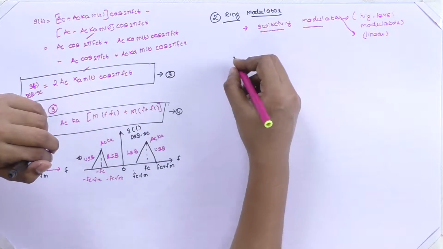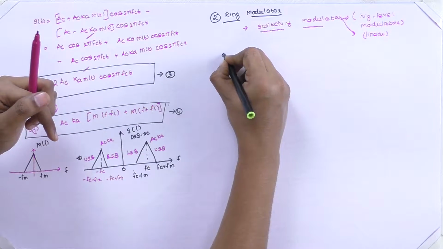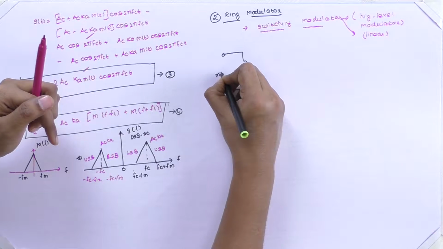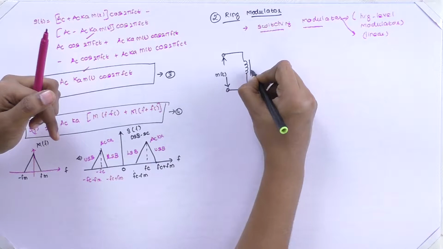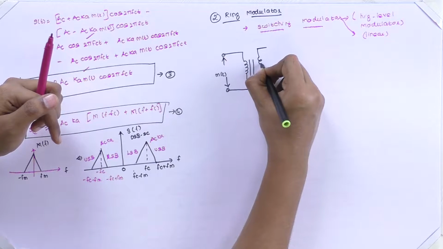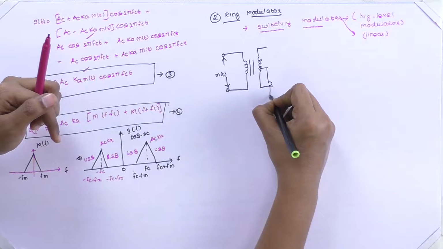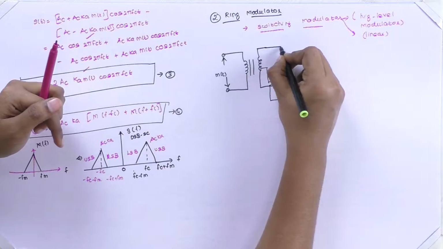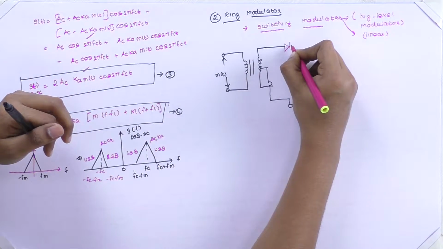Now we will see the circuit diagram for the ring modulator. The message signal m(t) is applied to the transformer. We have used a double tuned transformer here. We can also use a center tapped transformer. The diodes are arranged in such a fashion that it looks like a ring.